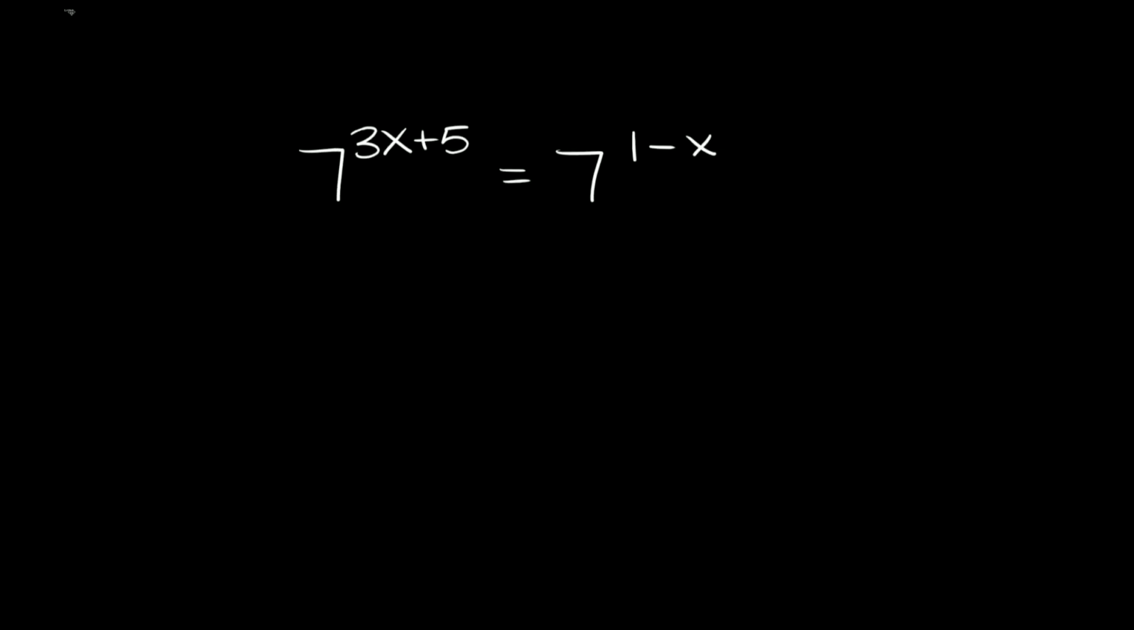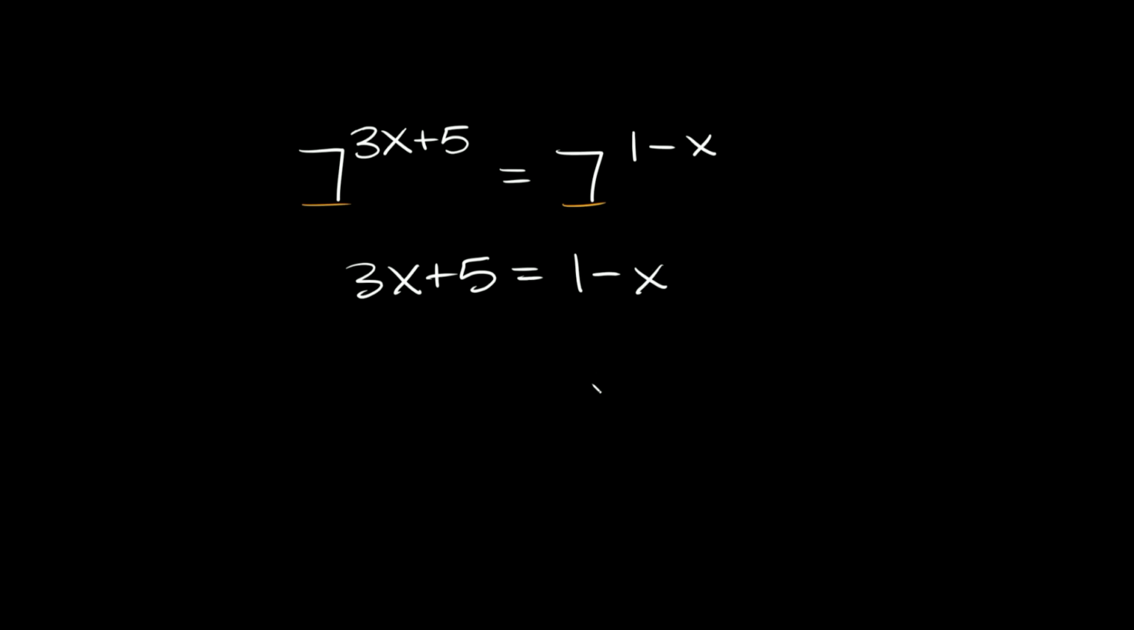So here we have 7 raised to the 3x plus 5 is equal to 7 raised to the 1 minus x. Now, the goal with these is trying to get the same bases. So you can see we have a 7 here and a 7 here, right? When we have the same base, the way we can solve this is by setting the exponents equal to each other. So then here we can just say that 3x plus 5 is equal to 1 minus x, right?